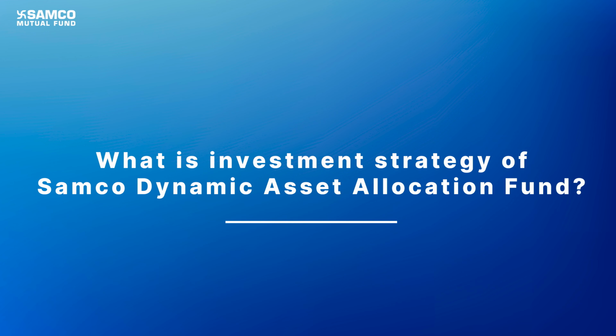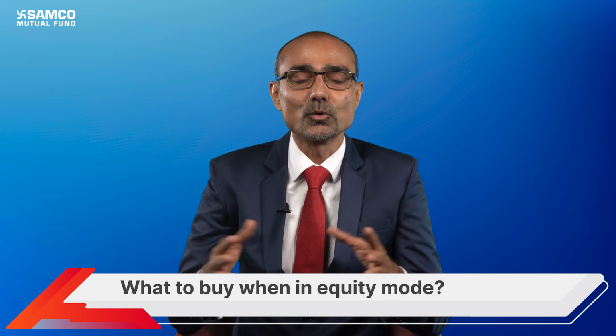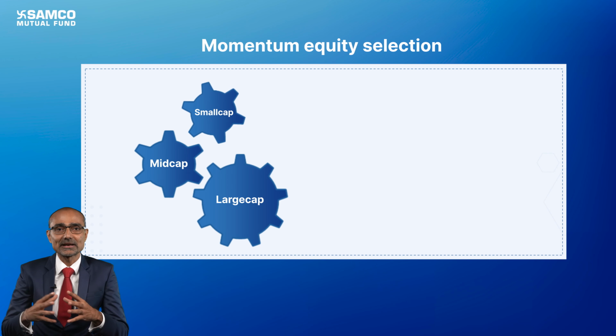What is the investment strategy of Samco DEF? Basis the transformer model, the extent of equity allocation is determined after considering strategically important trends in the equity market, plus adjusting for tactical factors of other transformer constituents for equity mode. Now the question comes, what to buy when in equity mode? Here, a momentum strategy will be used to identify stocks from a universe of large, mid and small cap category.